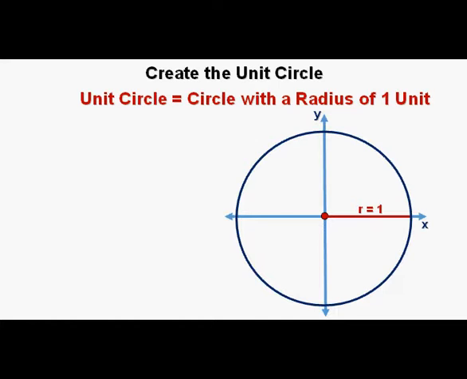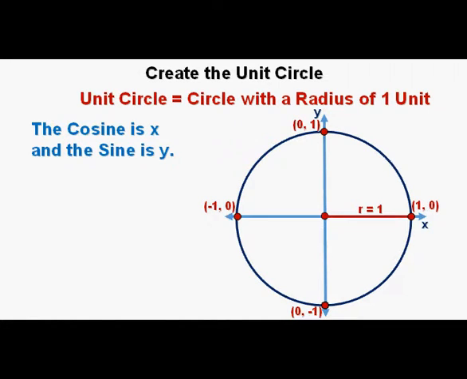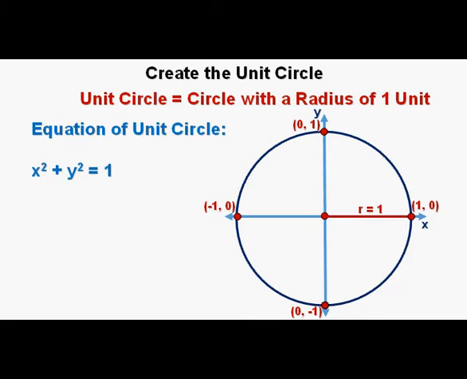The coordinates at the right, top, left, and the bottom of the circle are shown. On the unit circle, the cosine values are x and the sine values are y. We will see how that really comes into play a little later, and especially in the next follow-up lesson. And here's the equation for the unit circle: x squared plus y squared equals 1.